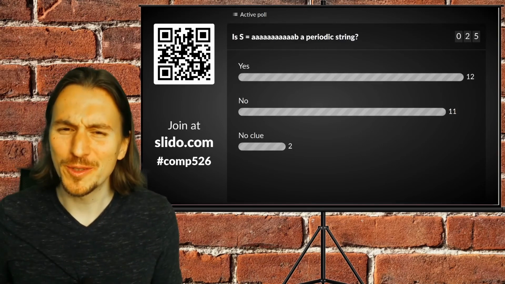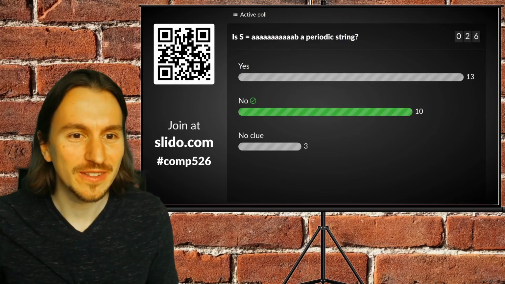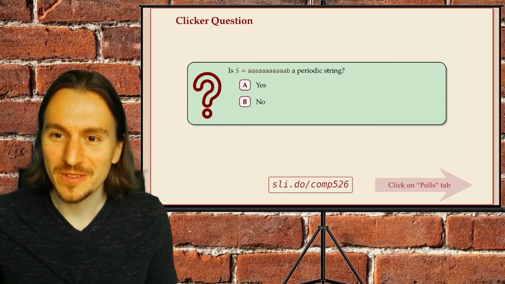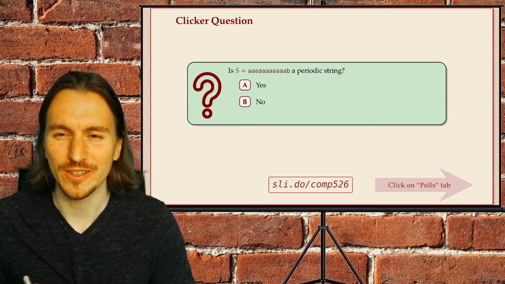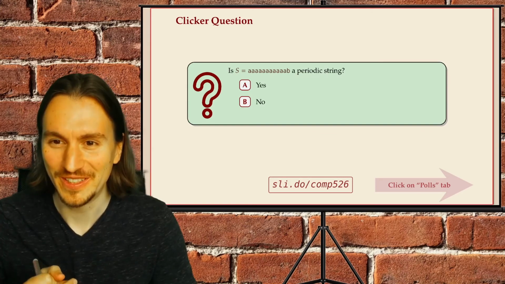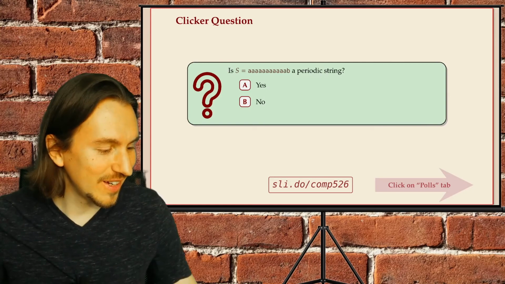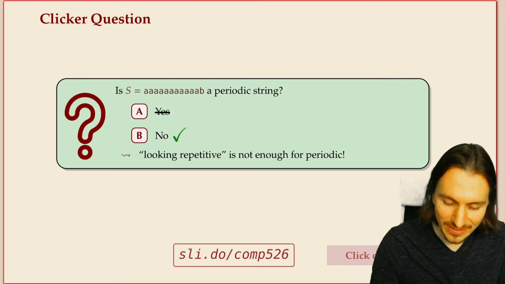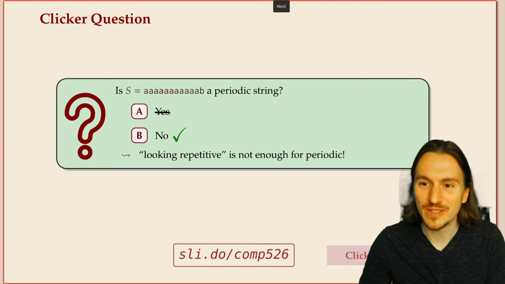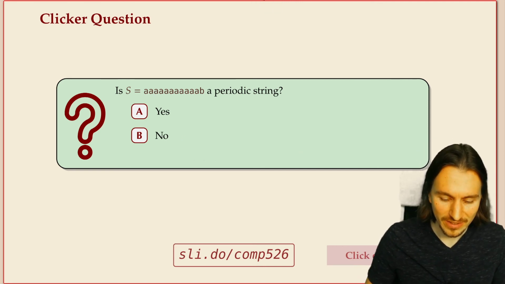A roughly equal split. The correct answer is no, but the trick at this point is this string definitely looks very repetitive, right? It's a lot of A's and that's just one B stuck at the end. But that is not enough for being periodic in the precise sense of how we defined it.